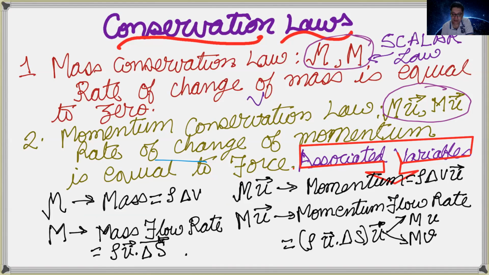Notice that the variables which you encounter in the mass conservation law, mass as well as mass flow rate, both are scalar. So we can call the mass conservation law a scalar law. Whereas in the momentum conservation law, since velocity appears, which is a vector term, although mass and mass flow rate both are scalar, the variables encountered in the momentum conservation law are vector, so we can call the momentum conservation law a vector law.